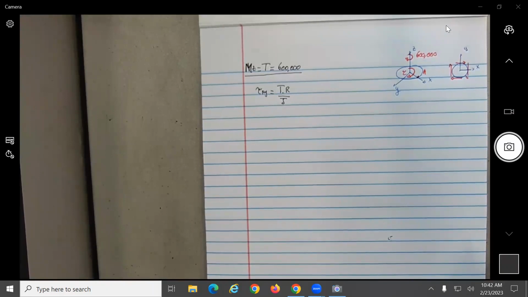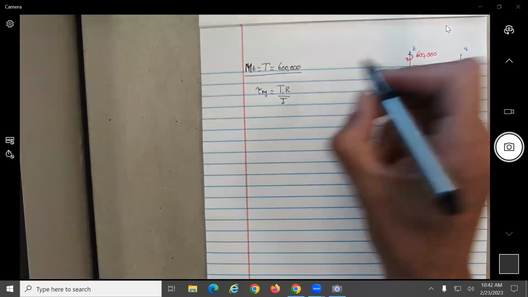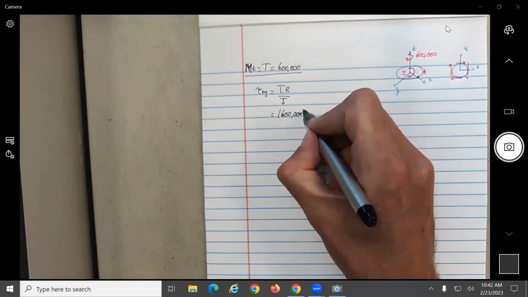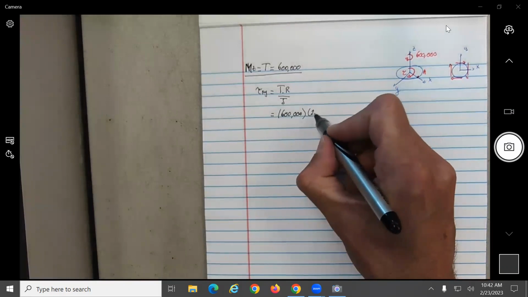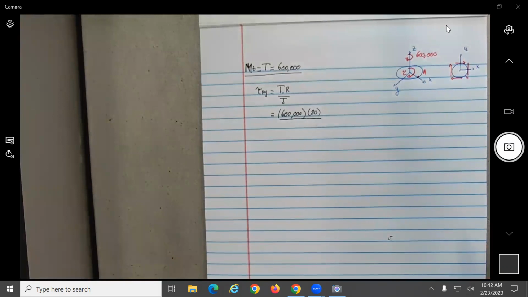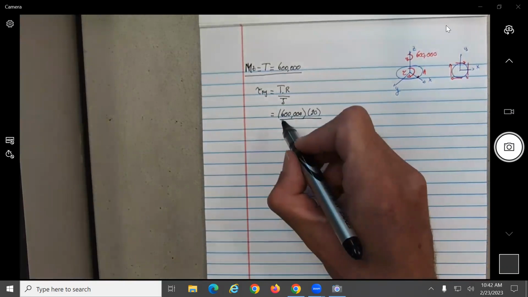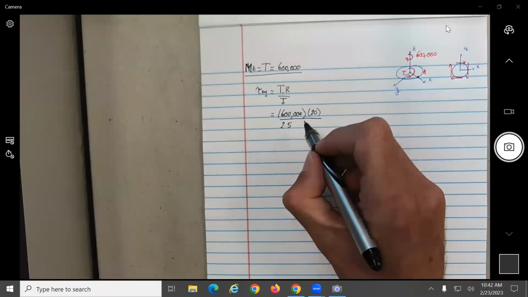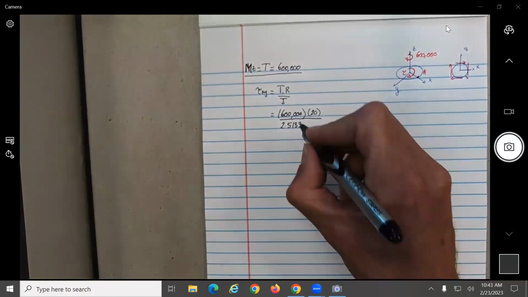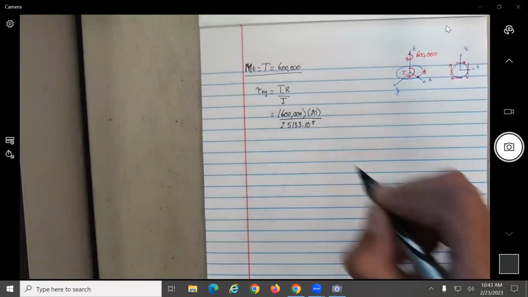Point A is on the x-axis, right? Right on the outside of it. Yes. So now this one will be equal to what? We know that T is equal to 600,000, I is equal to 20, and you did give me the J to be equal to 2.5133 times 10 to the fifth.